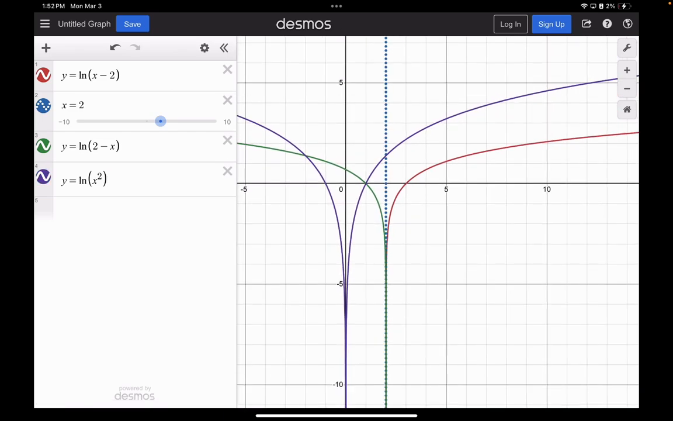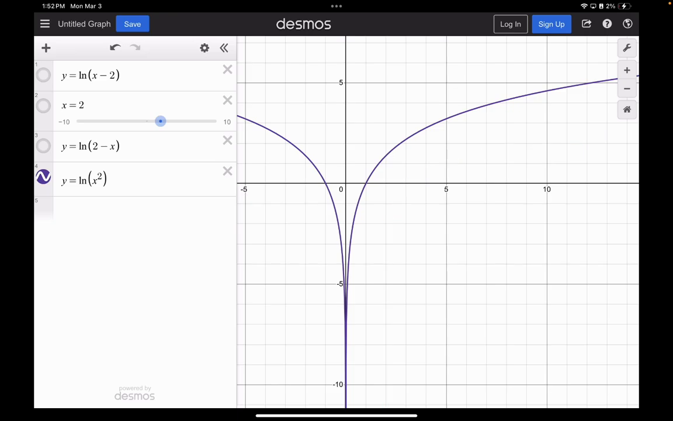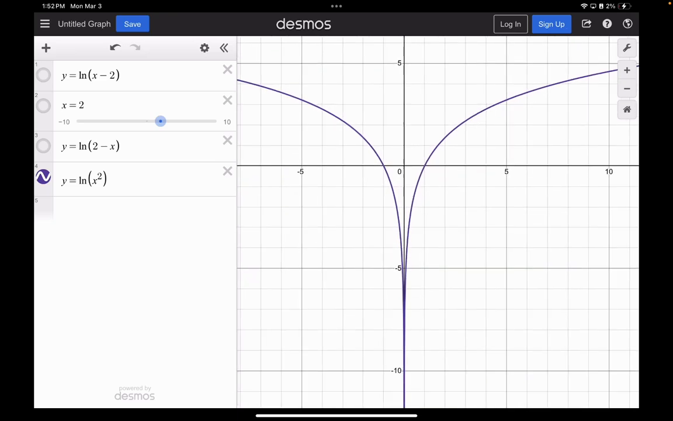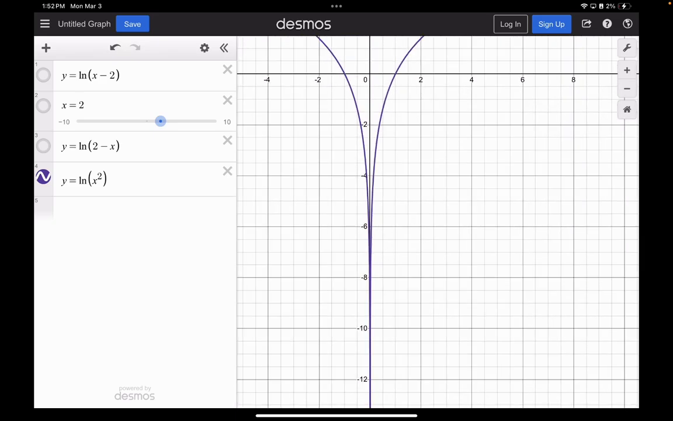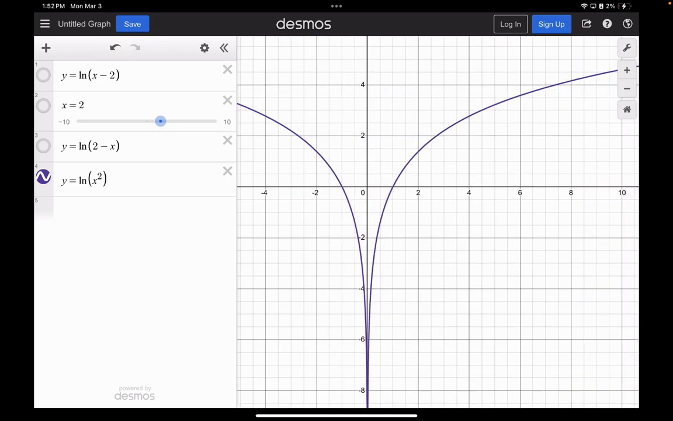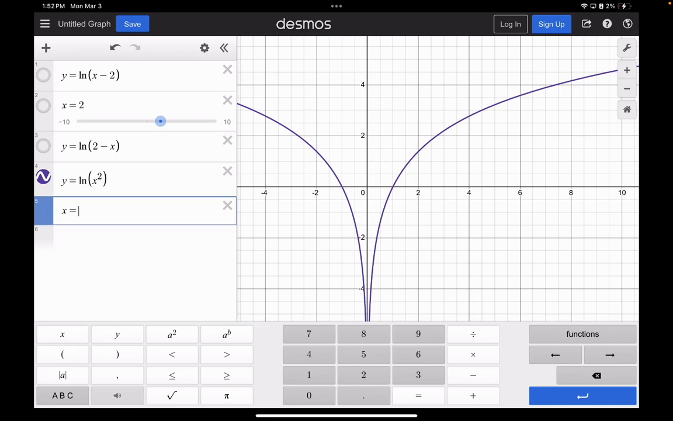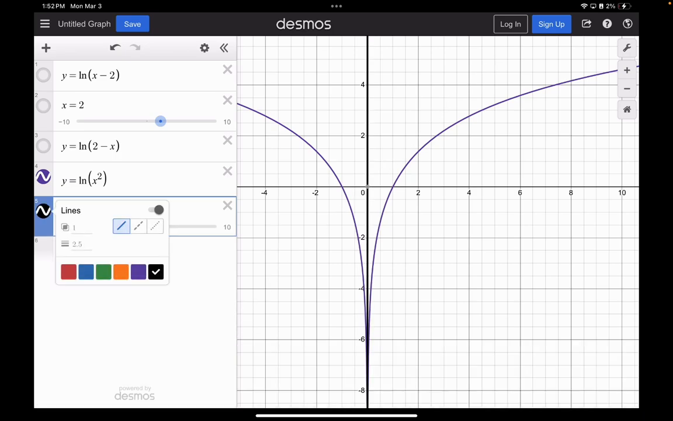Here's the graph. This purple one is the graph of natural log of x squared. Do you see how it has 2 branches now, but it does have a vertical asymptote at x equals 0. How is it not a continuous graph? There's no spot where it would connect, since the vertical asymptote is at 0. It's not continuous.